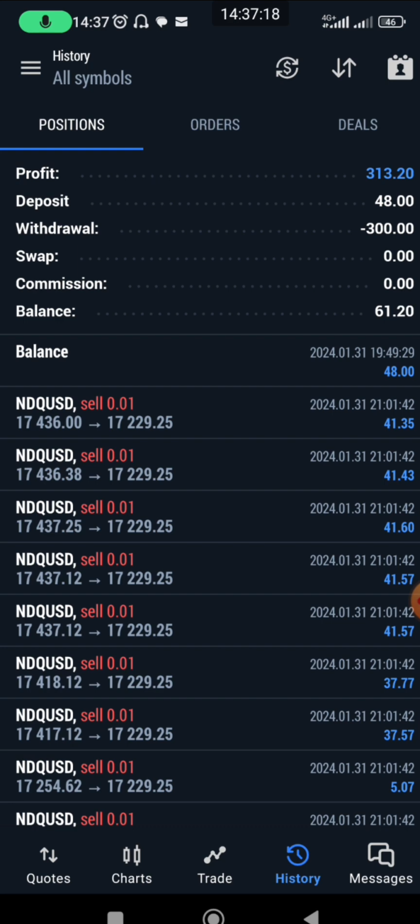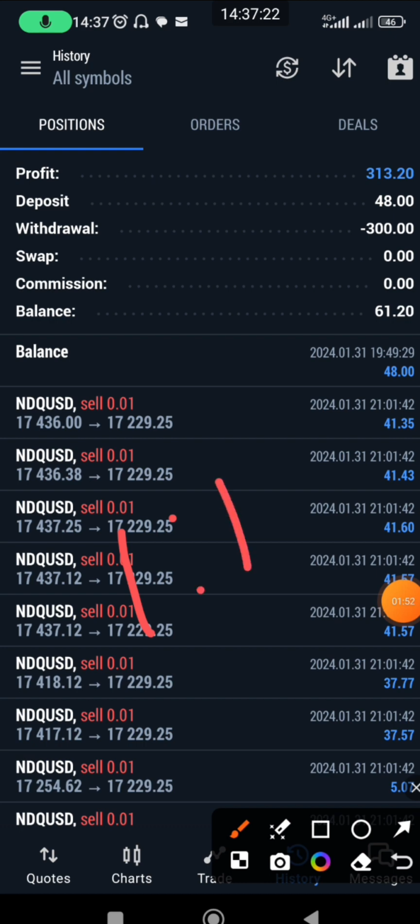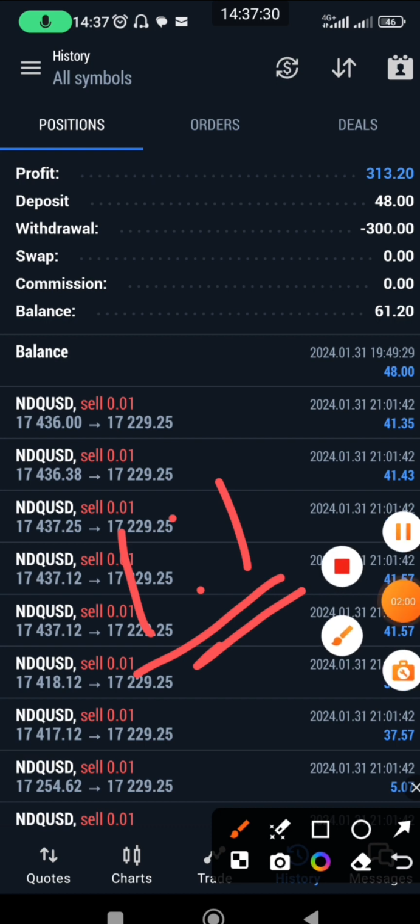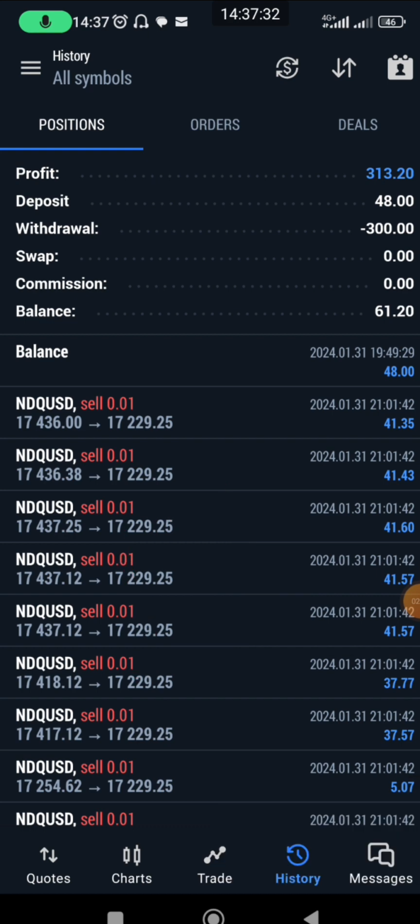So you can have a strategy with a one-to-one risk to reward with this good win rate. It's still a good strategy. The higher the win rate, the better, but it's still a good one. So that's number one.